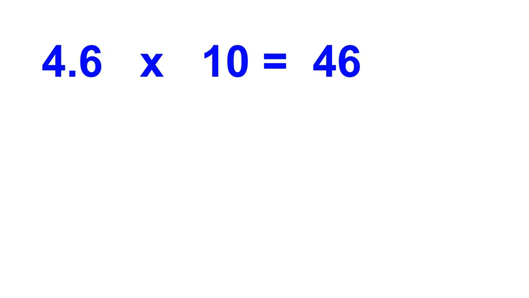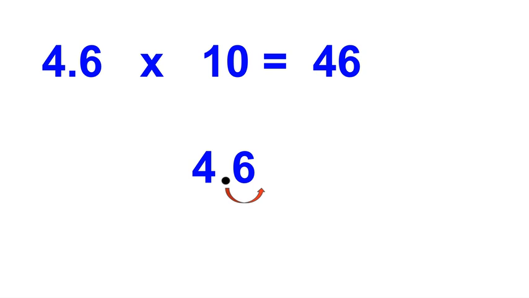How about 4 6/10 times 10? Here is my decimal point. When I multiply by 10, I'm going to move my decimal point one place to the right. So 4.6, the decimal point moves one place to the right and ends up over here, or 46.